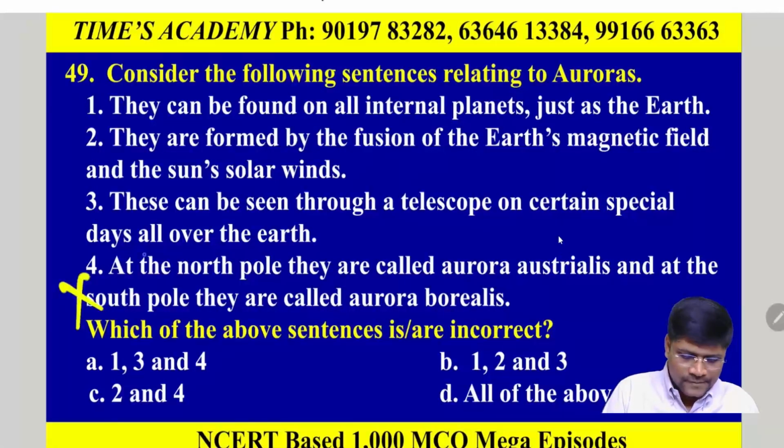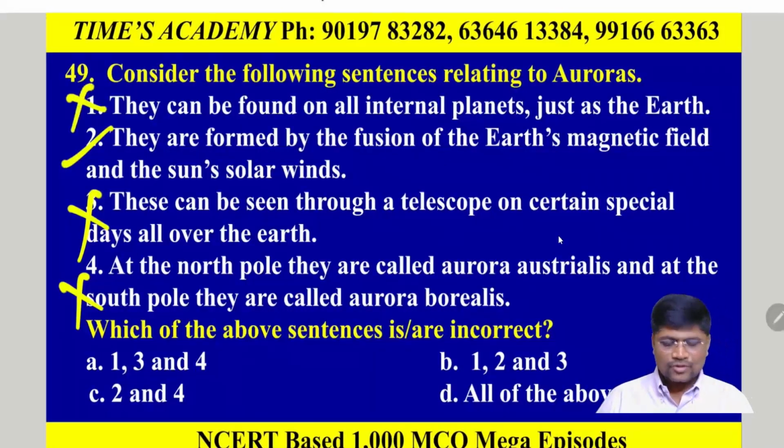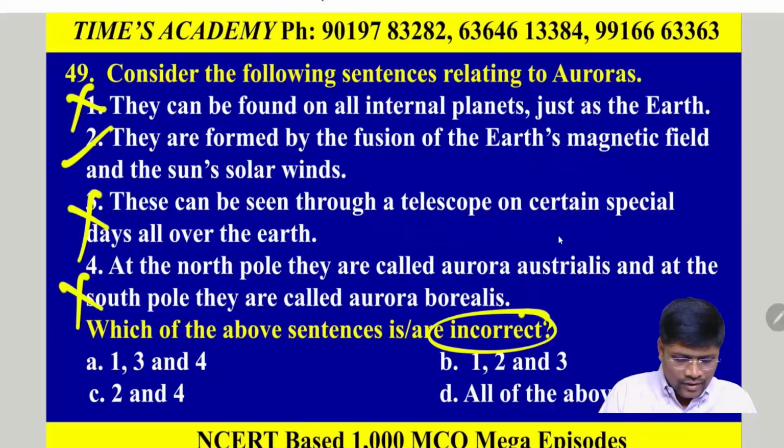So the fourth one is incorrect, the third one is incorrect, the second statement is correct, the first statement is also incorrect. The question is demanding which of the statements are incorrect. So according to the explanation, 1, 3 and 4. Okay, so 1, 3 and 4 are incorrect. Only the second statement is correct.